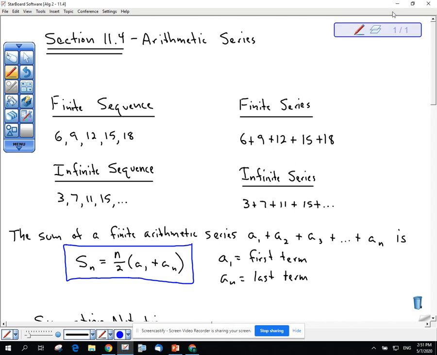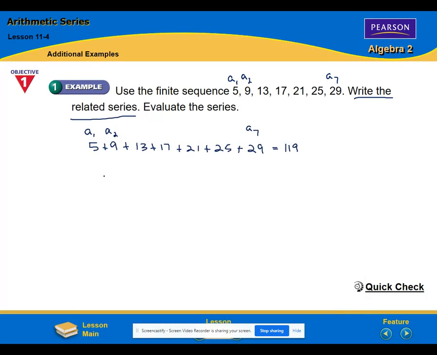Let's go back to that example and just verify that it's true. Okay, so S sub n would be S sub 7, because we're adding up 7 numbers, is equal to n over 2, again n is 7, times a1, which is 5, plus a sub n, which is a sub 7, which is 29. Then just real quick on my calculator, 7 over 2 is 3.5, and 5 plus 29 is 34. So I did 3.5 times 34, and it does in fact give you 119.